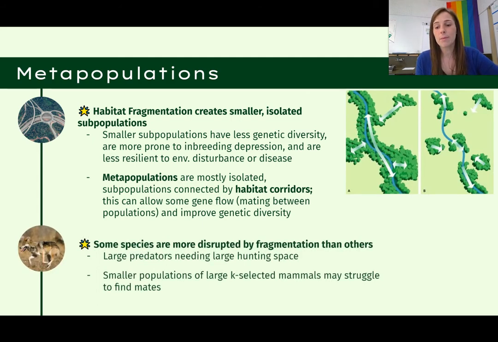Now, it's important to keep in mind that some species are more disrupted by fragmentation than others. Large predators that need lots of hunting space, they're going to have a harder time if they're being moved into these tiny little fragmented habitats. When we have smaller populations, especially if you're large K-selected mammals that need mates, they have parental care, they have smaller numbers, they're going to struggle to be finding mates.